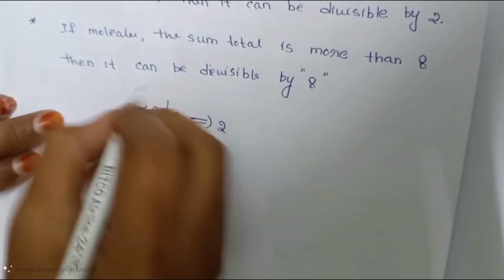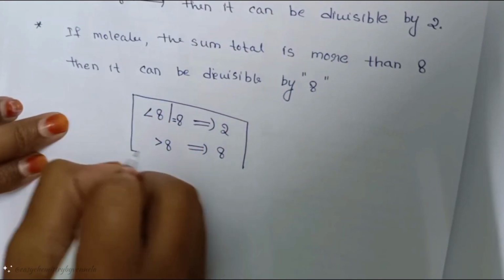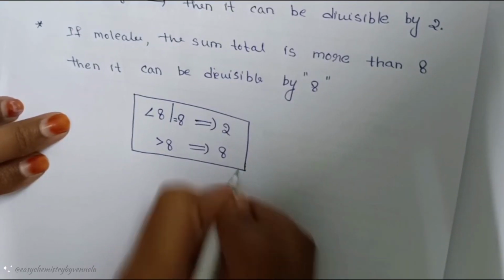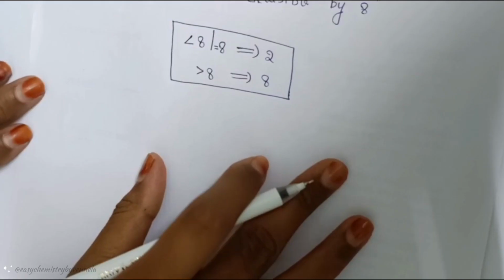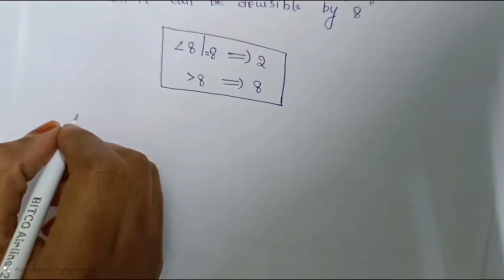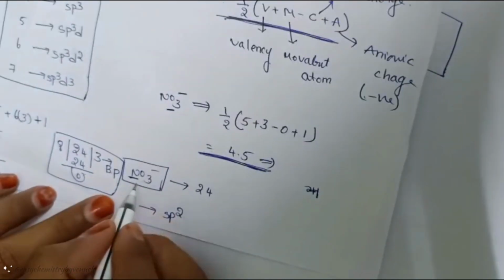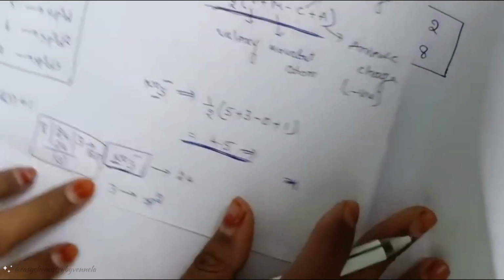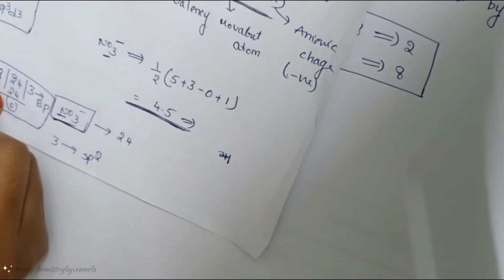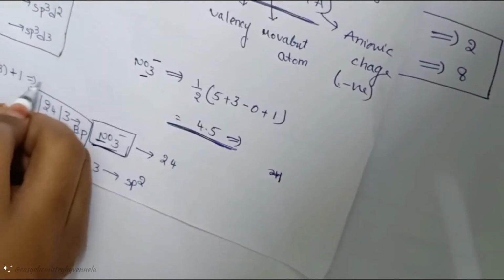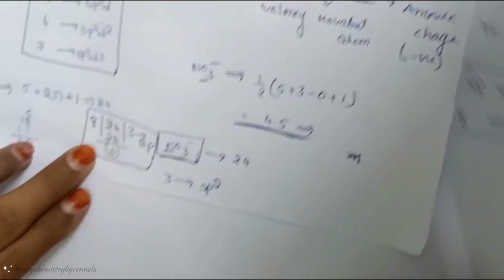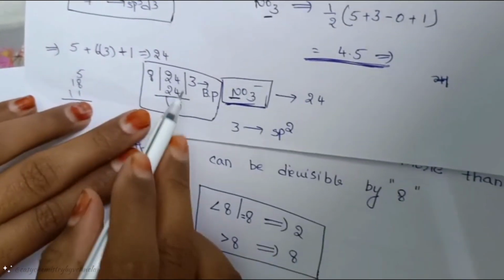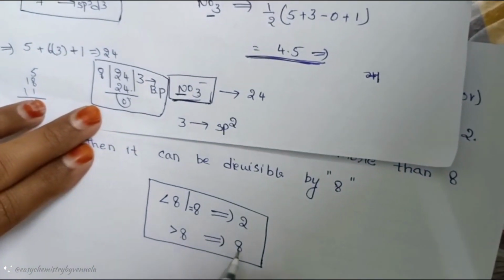This is very important and very useful for those who are preparing for competitive exams. So before, what I gave, see, NO3 minus: the total sum is 24. This 24 number is greater than 8, so it can be divisible by 8.